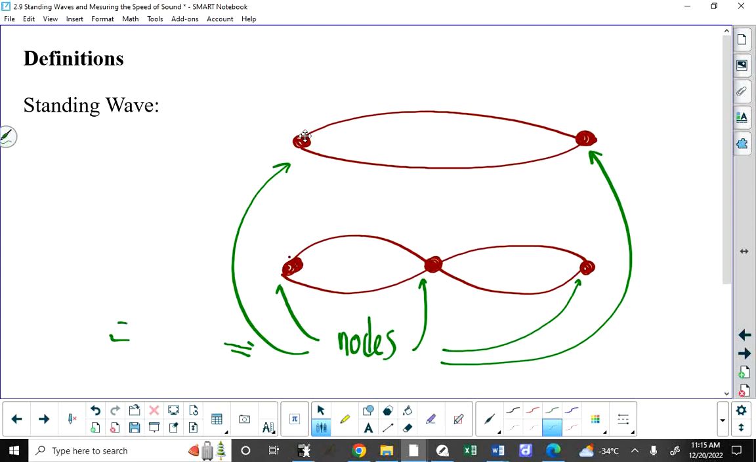That would mean, by the way, that points like this or this, these are antinodes. This becomes a very important idea for Physics 30 when we talk about interference of light, that an antinode is a region where you have a buildup of energy.